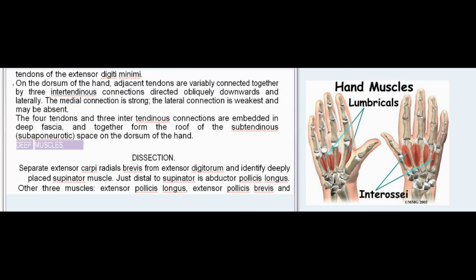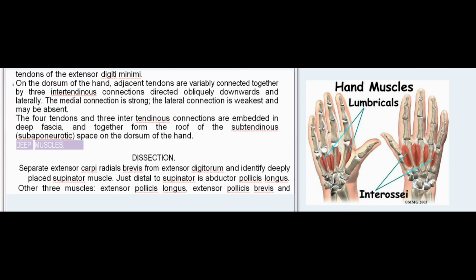digiti minimi. 3. On the dorsum of the hand, adjacent tendons are variably connected together by 3 intertendinous connections directed obliquely downwards and laterally. The medial connection is strong, the lateral connection is weakest and may be absent. The 4 tendons and 3 intertendinous connections are embedded in deep fascia, and together form the roof of the subtendinous, subaponeurotic space on the dorsum of the hand.